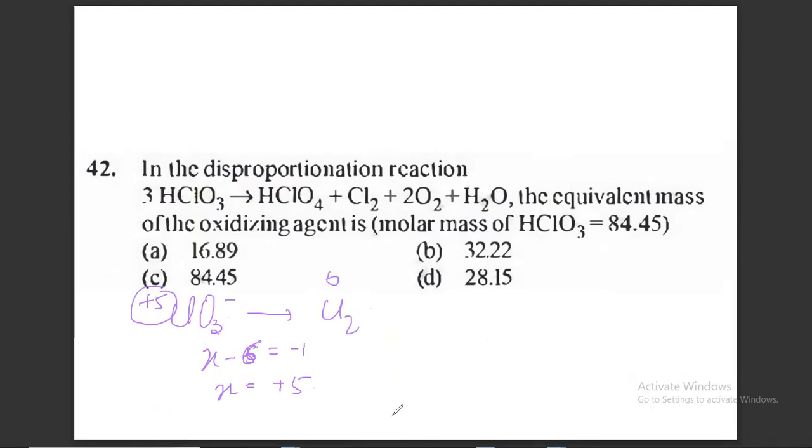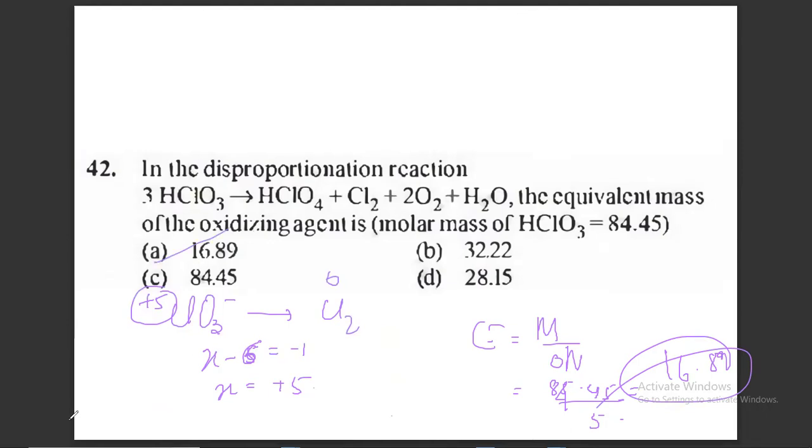Now we can find the equivalent mass by following a relationship. E equals molecular mass by oxidation number. What is the equivalent mass of this? 85, sorry, 84.45 divided by 5. Okay. Now what is the answer for this question? 16.89. Approximately, roughly you get 16.89. Option A will be the answer to question number 42. I hope it's understood.